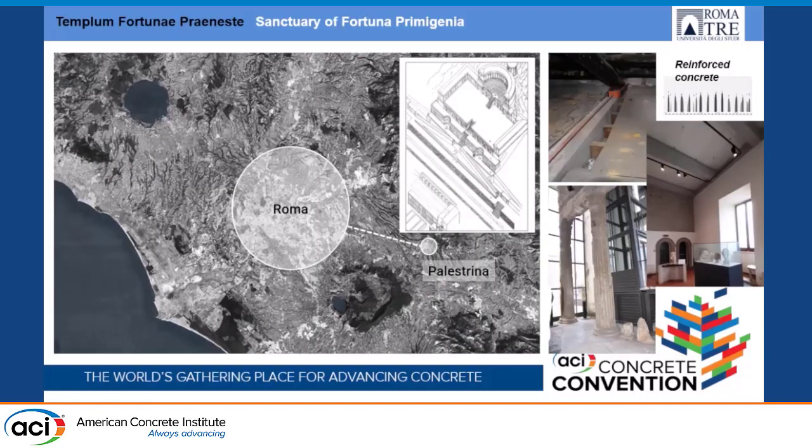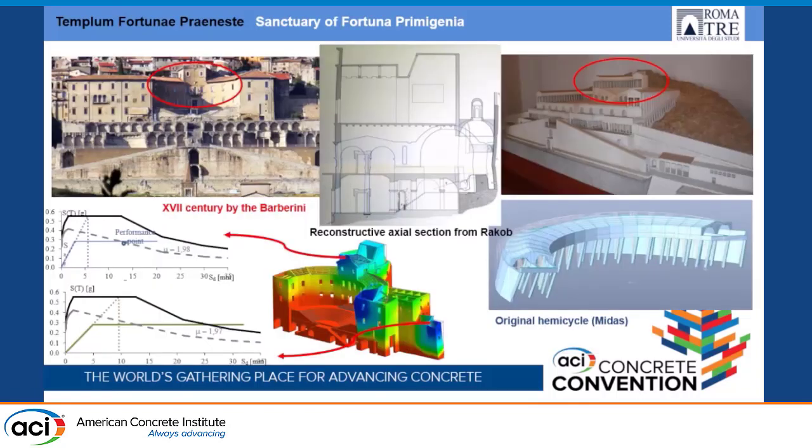The first problem in Roman concrete is the stratification of interventions over time. Here, for example, in the famous sanctuary of Fortuna Primigenia, you can see the actual configuration given by the Barberini Palace over the original structures, which you can see on the right in a model conserved inside the museum. So it's not always easy to reconstruct and model all the steps over time.